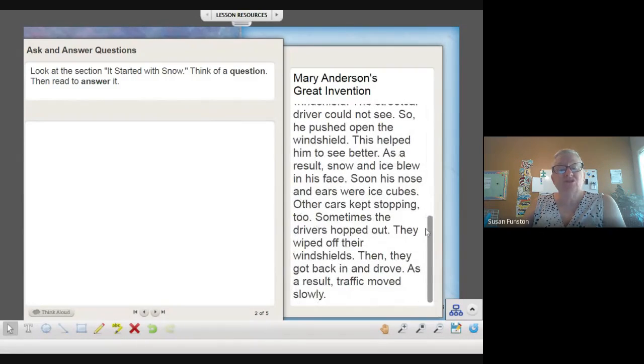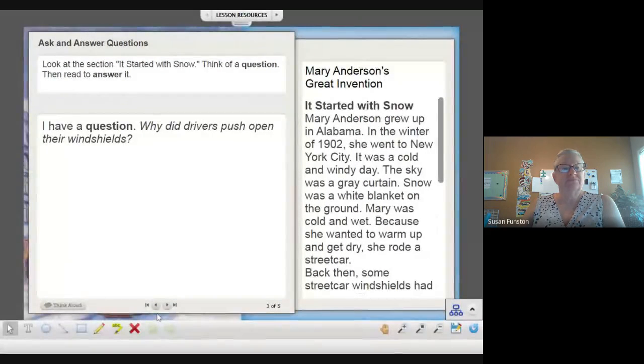As a result, snow and ice blew in his face. Soon his nose and ears were ice cubes. Other cars kept stopping too. Sometimes the drivers hopped out. They wiped off their windshields. Then they got back in and drove. As a result, traffic moved slowly. So one question you might have come up with is, why did drivers push open their windshields?